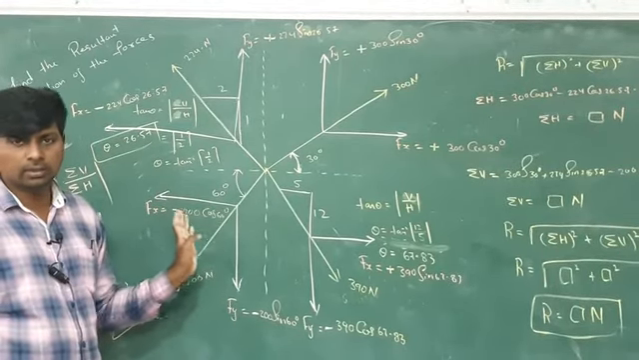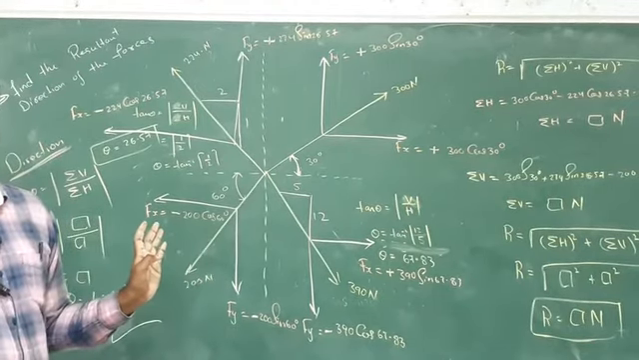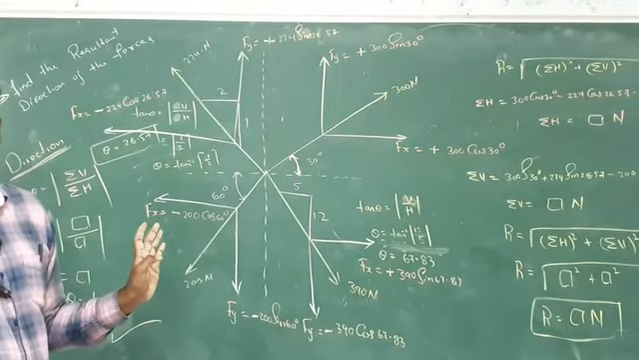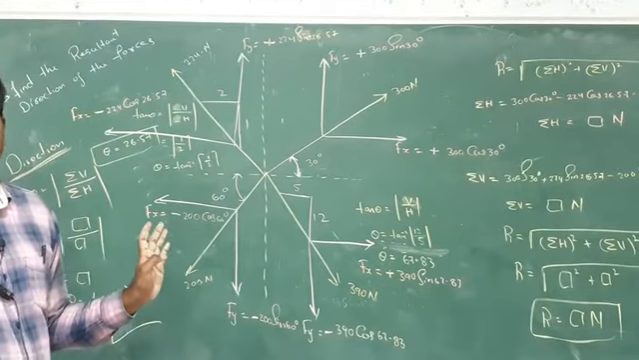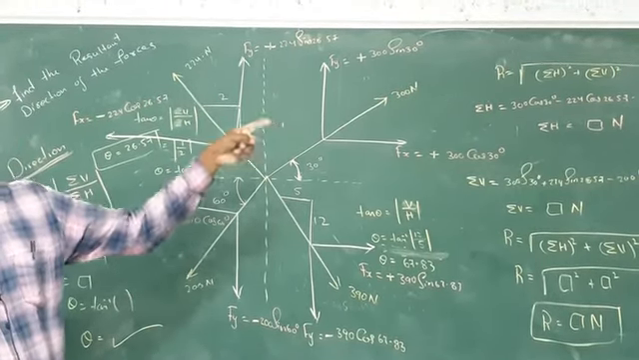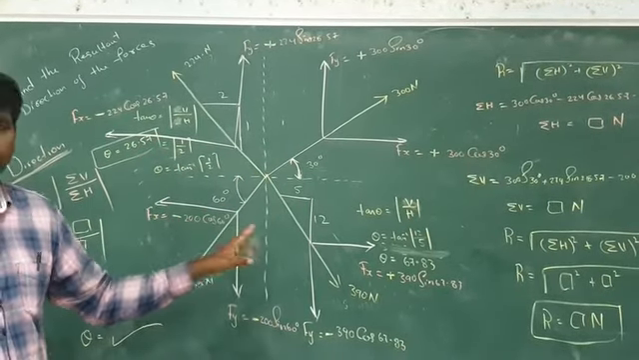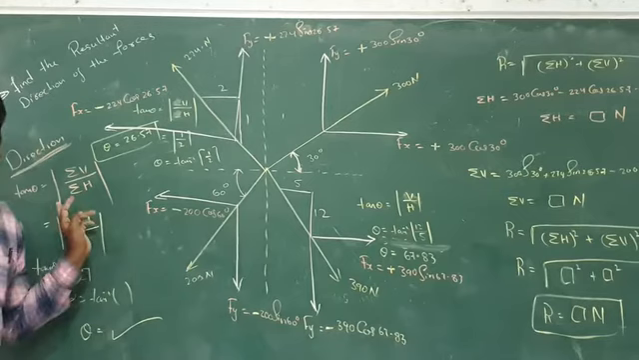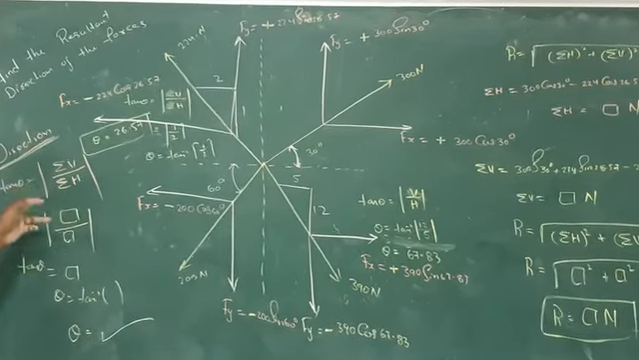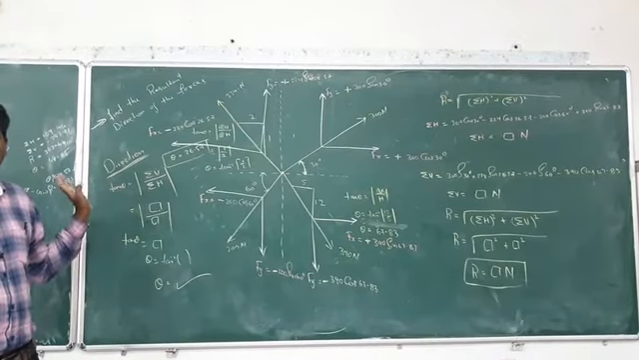Tan theta is equal to vertical by horizontal, and with the modulus sign, whenever a negative is given, you can convert it into positive. Here you find the sum of horizontal and the sum of vertical, then substitute in the resultant and find the direction. This is the formula: tan theta is equal to modulus of sum of vertical by sum of horizontal. Then substitute, and you will get the value of theta.